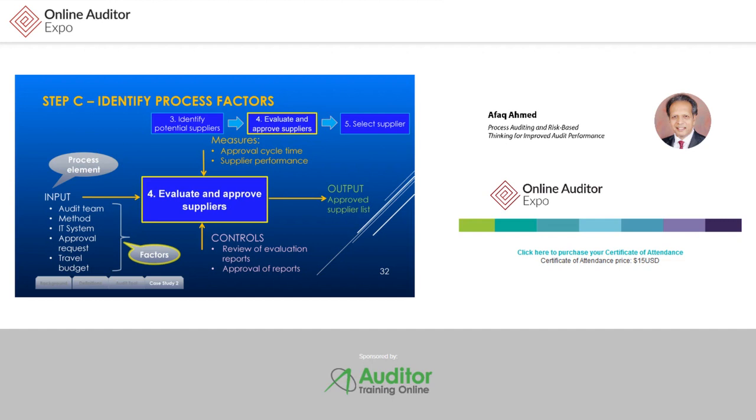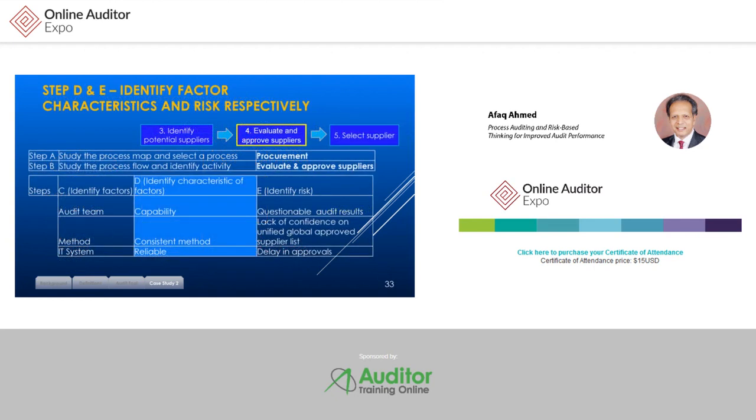Step C requires us to identify factors related to process elements. For example, on this slide, factors associated with the process element input include the audit team capability, supplier evaluation and approval method, IT system, and so on. Completed steps A, B, and C are shown here. Step D requires us to identify characteristics of factors, which are also shown here.